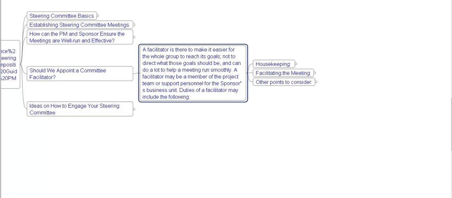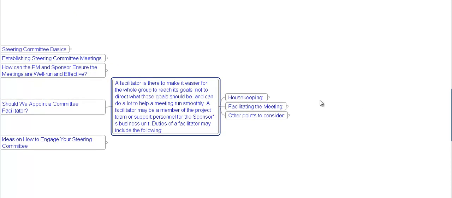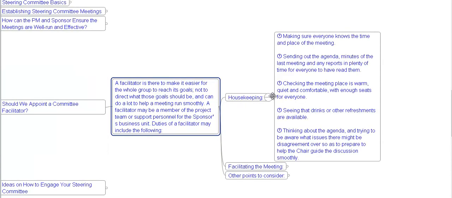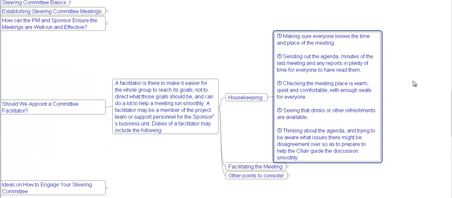Housekeeping, facilitating the meeting and other points to consider. Housekeeping. Make sure everyone knows the time and the place of the meeting. Send out the agenda, minutes of last meetings and any report in plenty of time for everyone to have read them. Check the meeting place is warm, quiet and comfortable with enough seats for everyone. See that drinks or other refreshments are available.